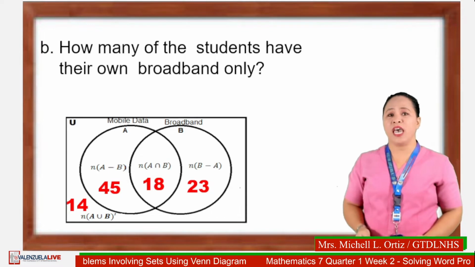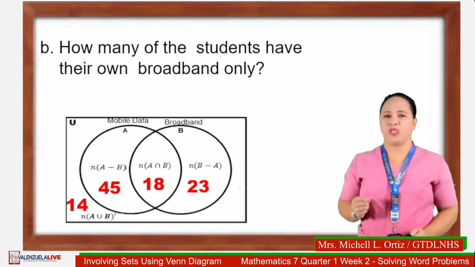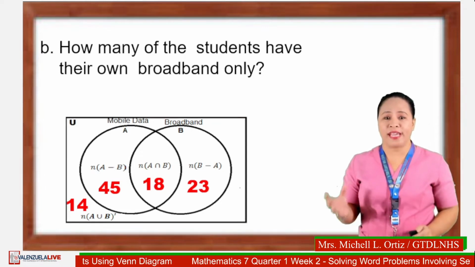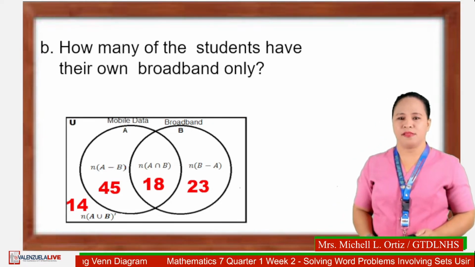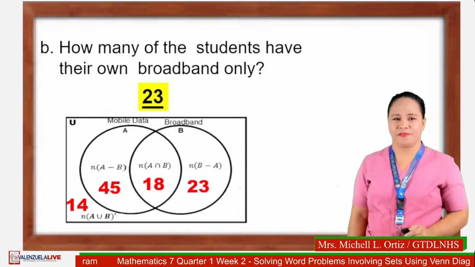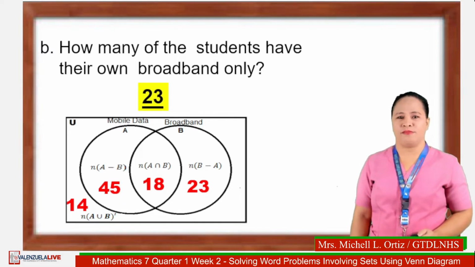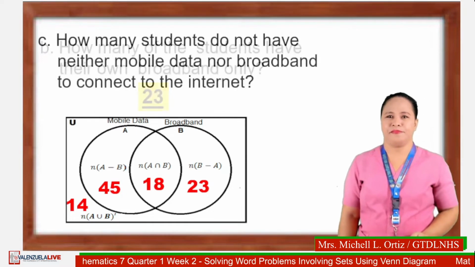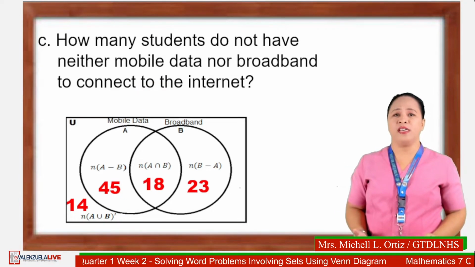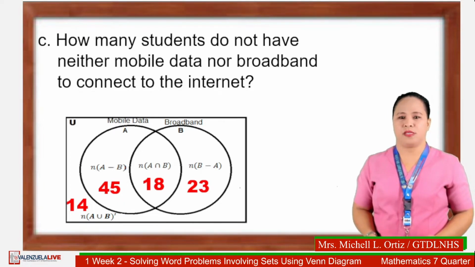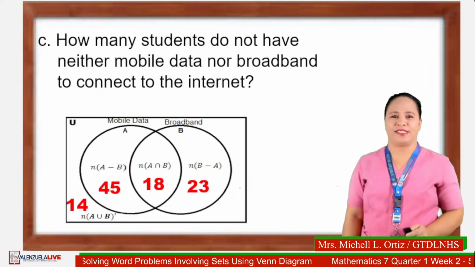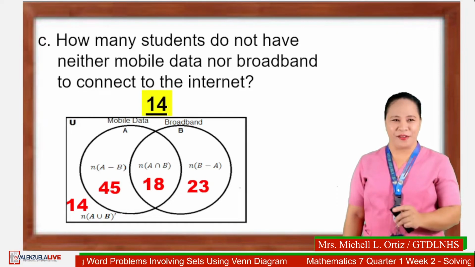How many students have their own broadband only? Meaning, those students who are using the mobile data are not included. And the answer to this question is 23. Last question for example number 1. How many students do not have neither mobile data nor broadband to connect to the internet? What do you think is the answer? If your answer is 14, then you are correct.